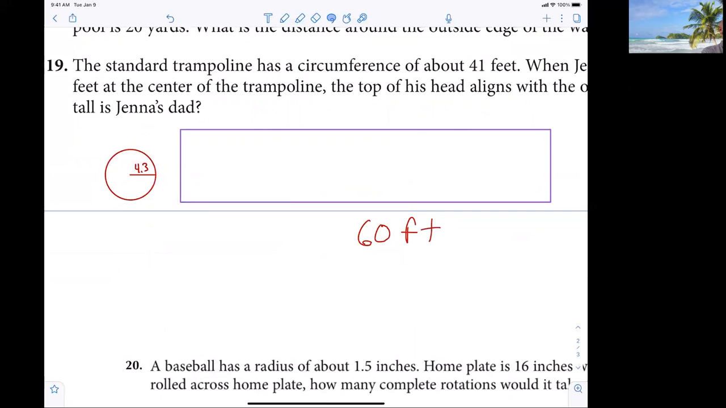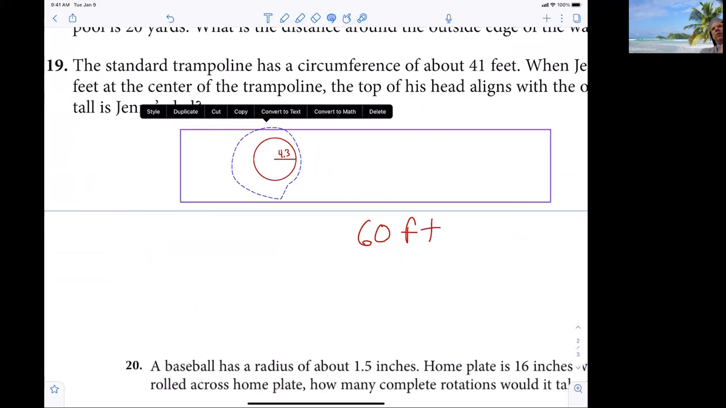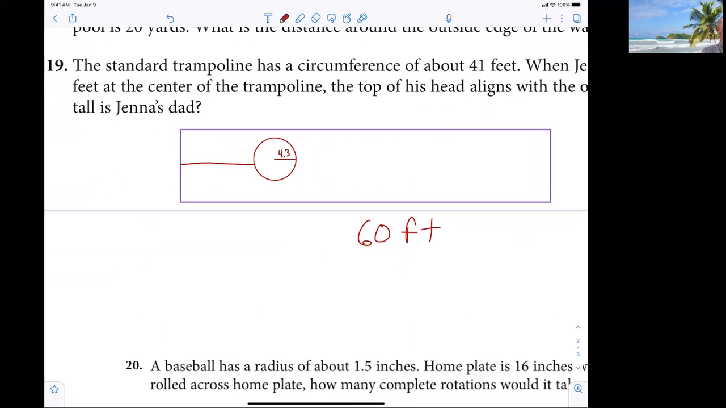Now, what's going to happen is, watch me now, everybody. I'm going to take this bowling ball, start it right here, and spin it around one time. If it rolls one time, how far down the lane did it go? Tell me. So in other words, it went from here to here. How far did it go?